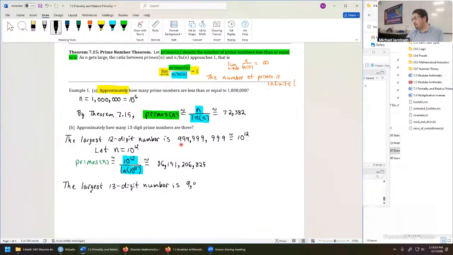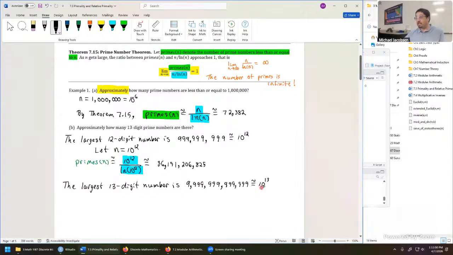So 9, 1, 2, 3. That was supposed to be a comma. Let me try again. 4, 5, 6. Hang on, my brain kind of conflated things. 7, 8, 9, 10, 11, 12 of them. There they are. Once again, let's just do a fast approximation here. This is approximately equal to 10 to the power 13. We could have just jumped to that, but this is the logic. This is the actual exact largest 13-digit number.